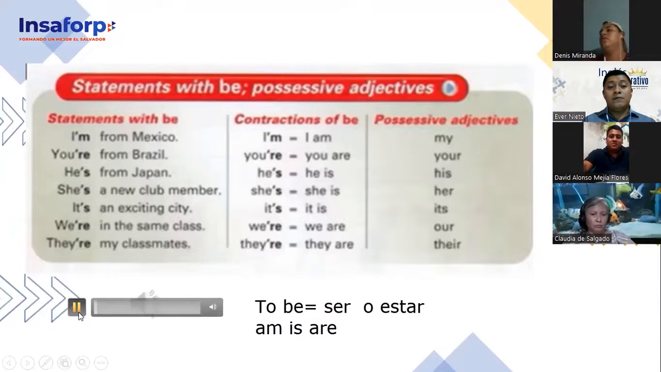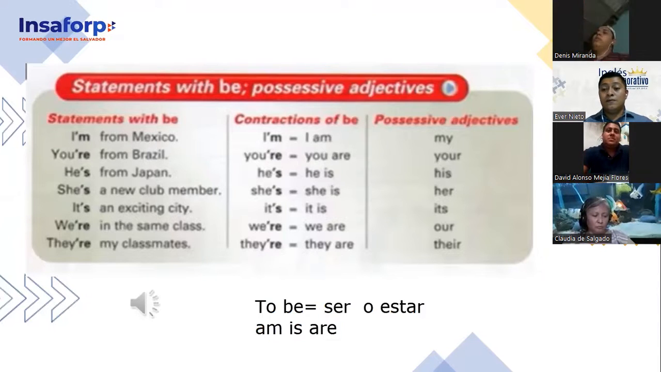Statements with be, possessive adjectives. Statements with be. I'm from Mexico. You're from Brazil. He's from Japan. She's a new club member. It's an exciting city. We're in the same class. They're my classmates. Contractions of be.